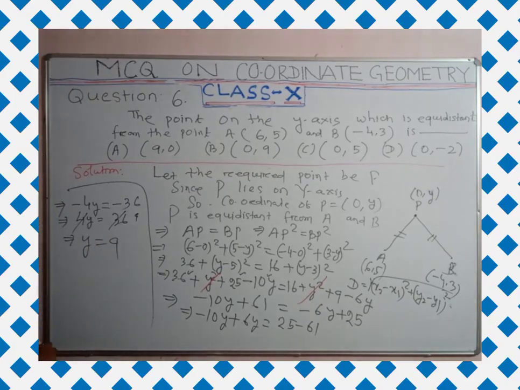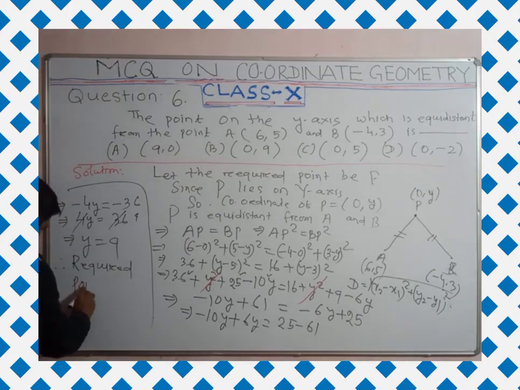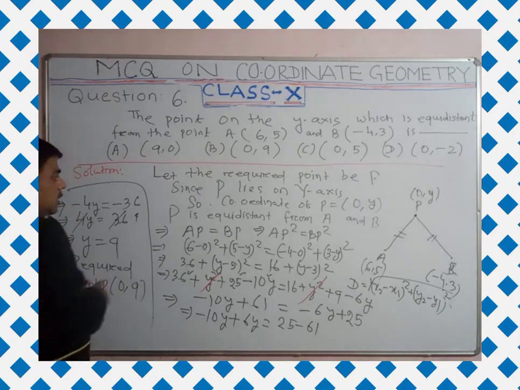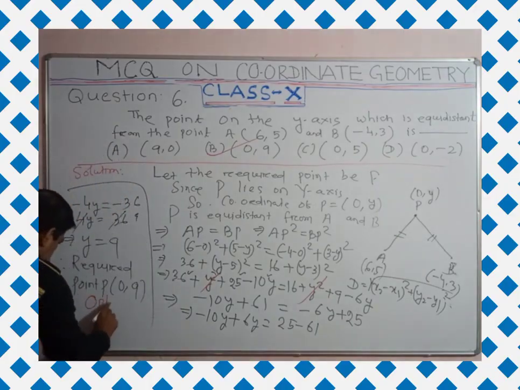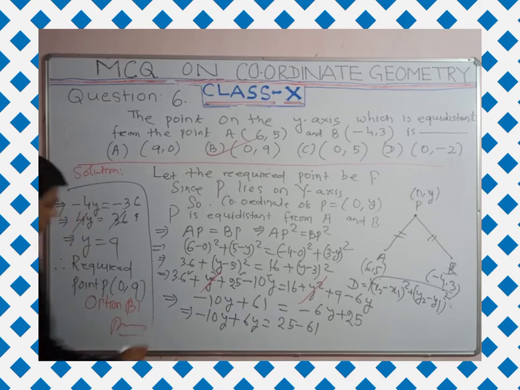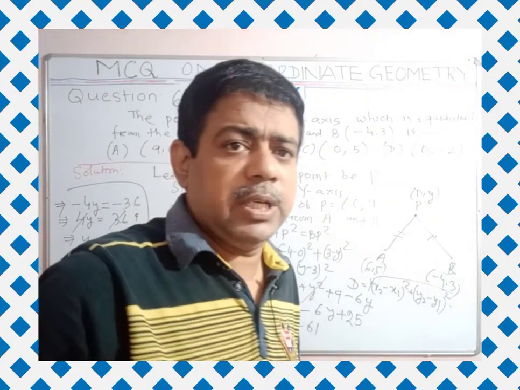Hence the required point has x value 0 and y value 9, that is (0, 9). So what is the correct option? B is the correct option. Here option B is the correct option. Understand? Is it clear? Okay.